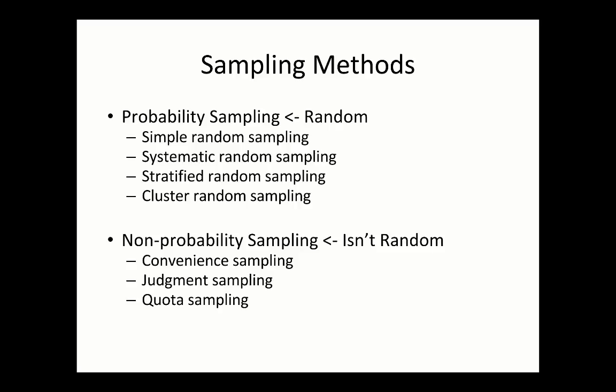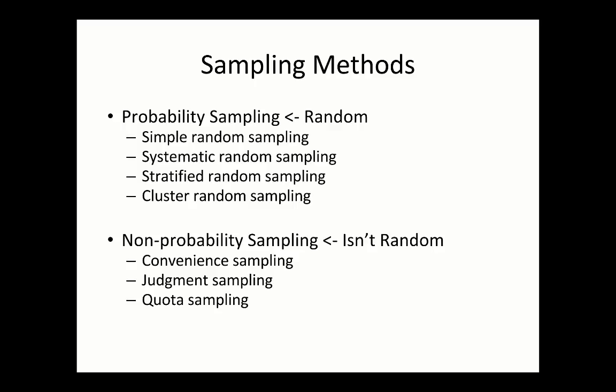There are two primary sampling methods. The first is probability sampling, where each member of a population has a known probability of being selected for the sample. For example, it's random. Specific techniques of probability sampling include simple random sampling, systematic random sampling, stratified random sampling, and cluster random sampling.